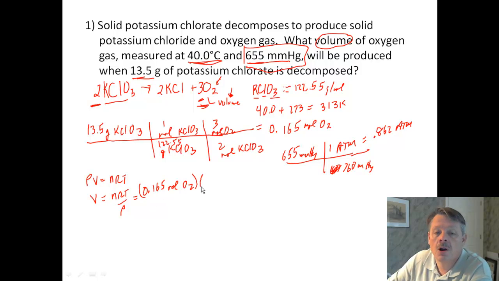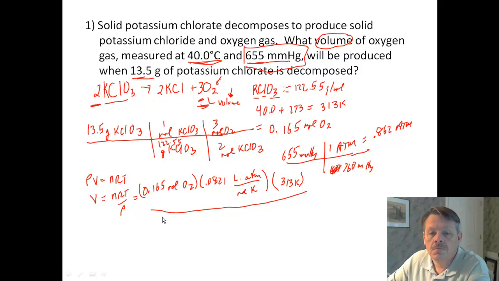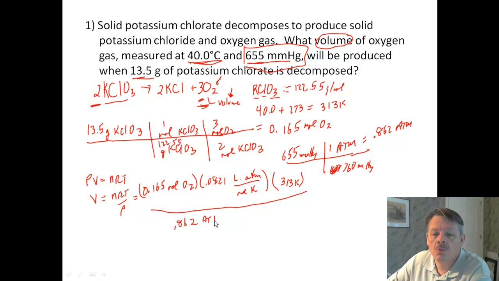And our R constant is going to be 0.0821 liters atmospheres per mole Kelvin, because we wanted our answer in liters. We have 100 liters, and our temperature is 313 Kelvin. We divide this by our pressure, which has to be in atmospheres: 0.862 atmospheres. And why does it have to be in atmospheres?